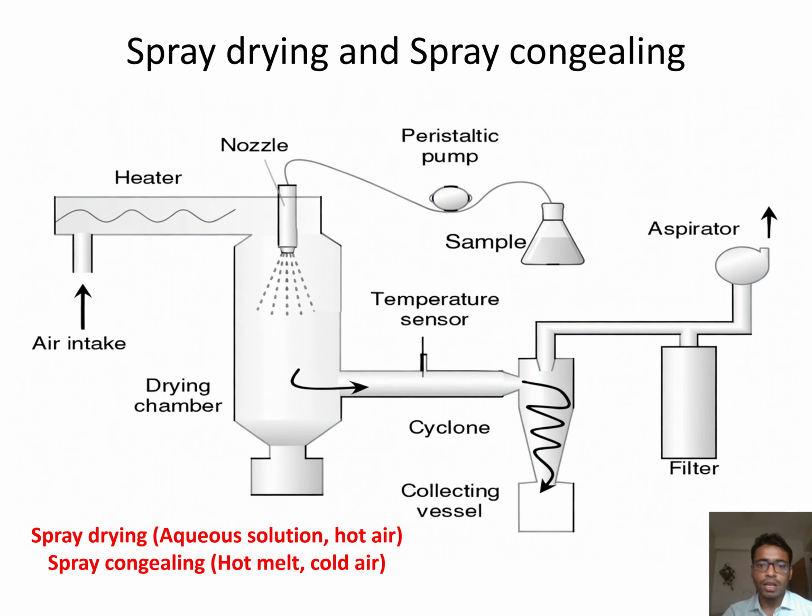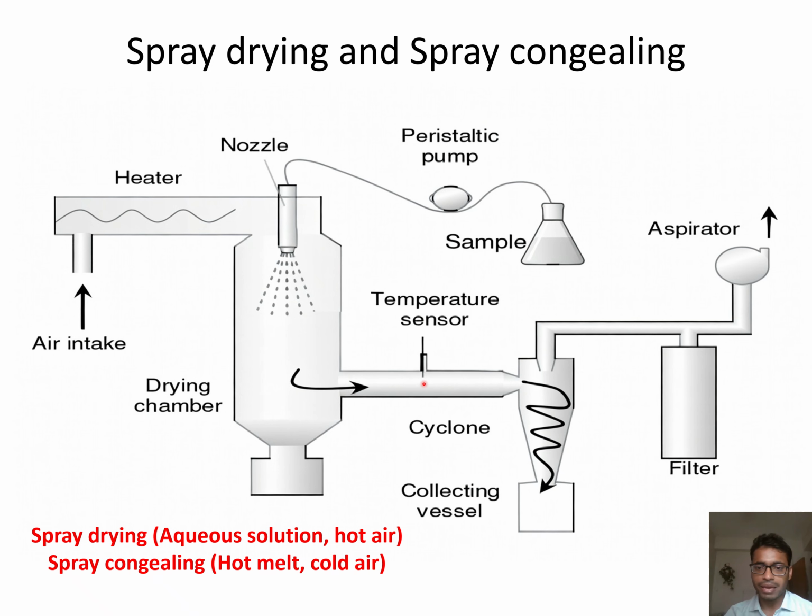Here we can see the overall steps and procedure for spray drying and spray congealing. First of all, air is taken in, then the heater is applied, and through the nozzle the polymer and coating material are sprayed into that location. Due to the heated air, they get dried. Here is a temperature sensor which senses the temperature, and the cyclone is formed. Then here is the collecting vessel, where the dried microcapsules are collected.